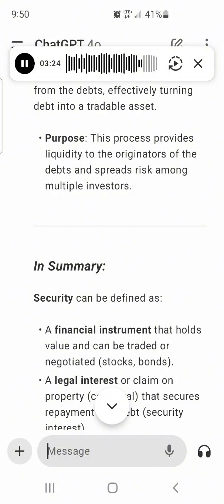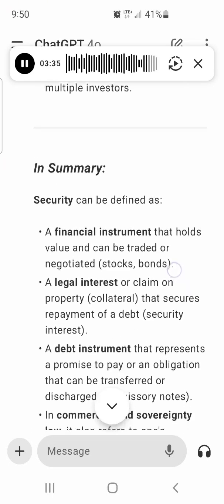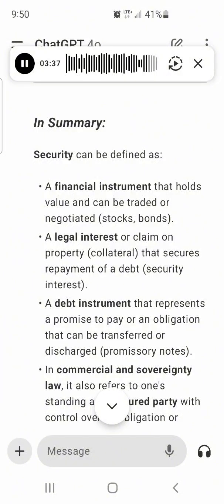In summary, security can be defined as a financial instrument that holds value and can be traded or negotiated (stocks, bonds). A legal interest or claim on property (collateral) that secures repayment of a debt (security interest). A debt instrument that represents a promise to pay or an obligation that can be transferred or discharged (promissory notes).